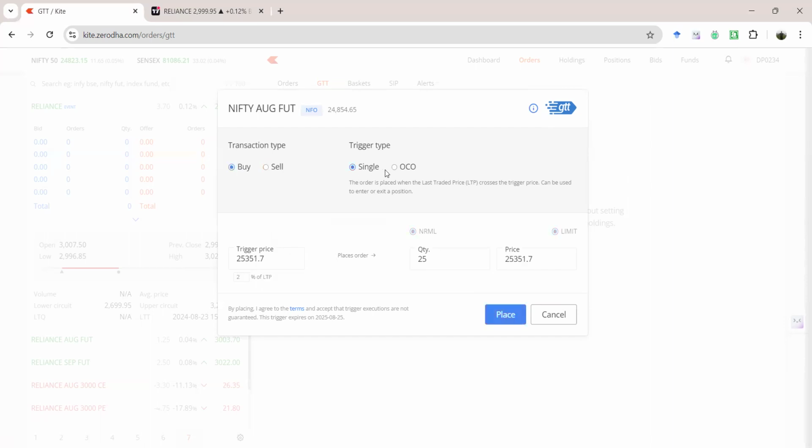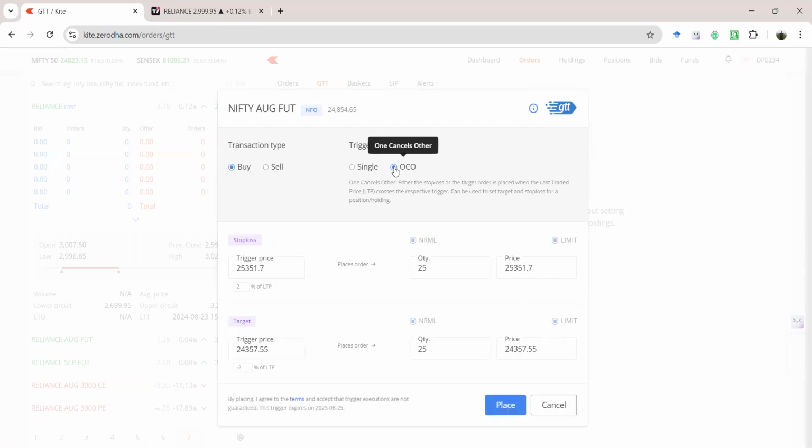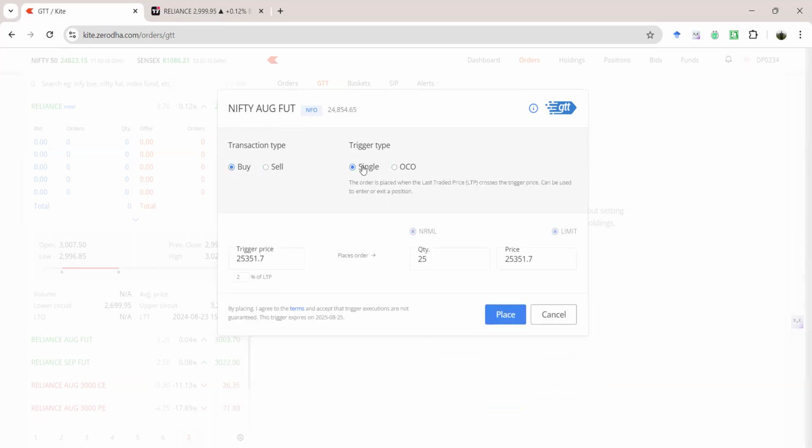Now, suppose we are buying and we want to place a one cancels other order for stop loss and target. If we are placing a target, that means we have already bought. I will explain this for a bought position, since mostly people buy. For example, we had placed a buy order for Nifty at 24,800, and our execution happened at 24,800. Now we want to exit this trade. What will we do? We will have to sell this. So we will place a sell order.